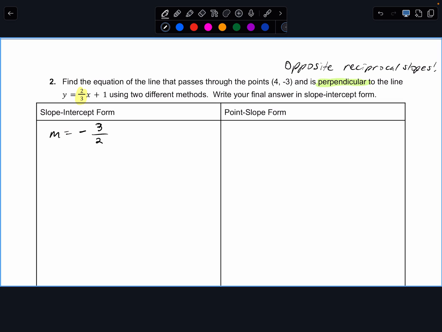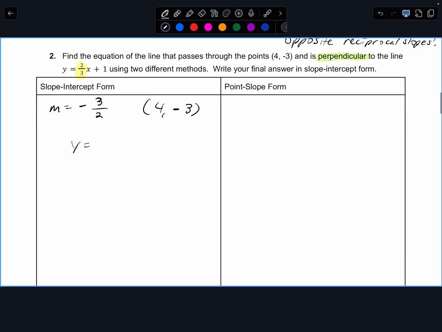What point are we going through? 4, negative 3. So we're going to use slope-intercept form first. So y equals mx plus b. I'm going to plug in my slope. We know it's negative 3/2. And where am I putting 4 comma negative 3? Are you putting the 4 in the slope? Because that's x. Yeah, and then you're putting the negative 3 as the y. Very good. And you do plus the b. Awesome. So something like this.